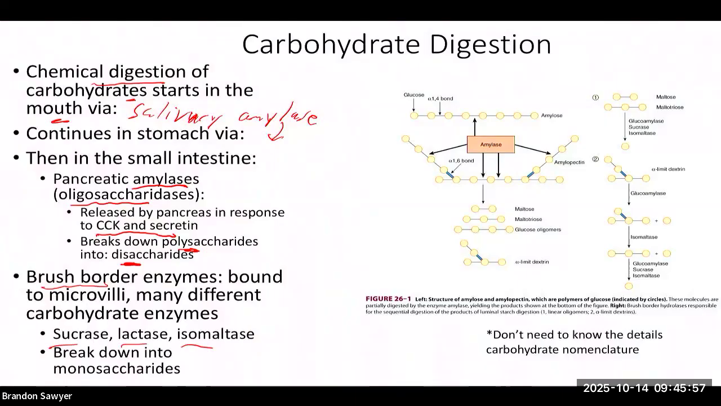So sucrase breaks down sucrose, right? Lactase breaks down lactose, right? So these are all breaking down those disaccharides into monosaccharides. And once we get down to monosaccharides, then we can absorb them. That's really the goal, to get it to monosaccharides before absorption can happen.